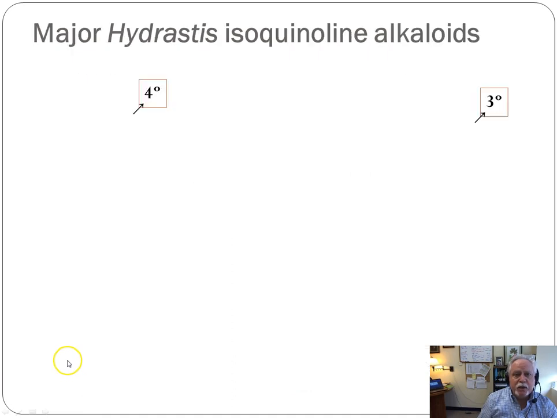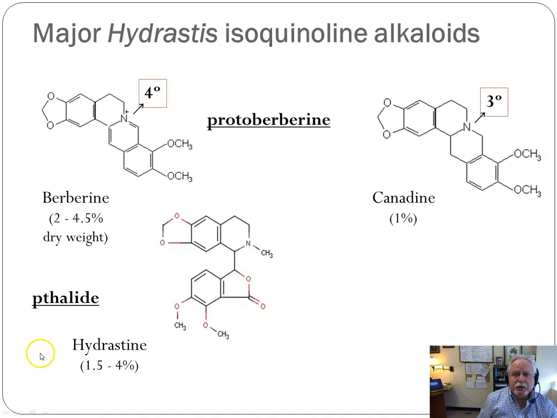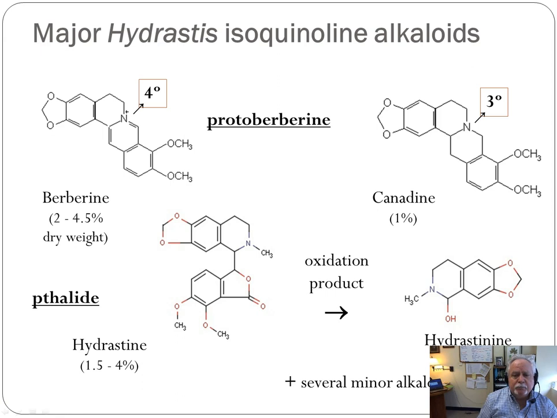So what we have in the isoquinoline alkaloids that are the major constituents of Hydrastis is these different structures. You have what are called quaternary versus tertiary alkaloids, and that simply refers to the number of bonds that end up at this nitrogen position. So there are 4 bonds here versus 3. And their chemistry is different, so it makes them difficult to separate.